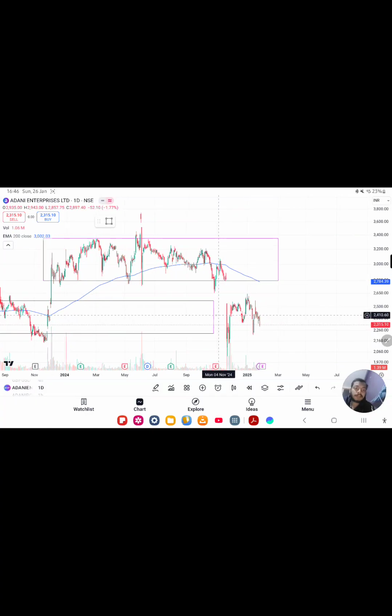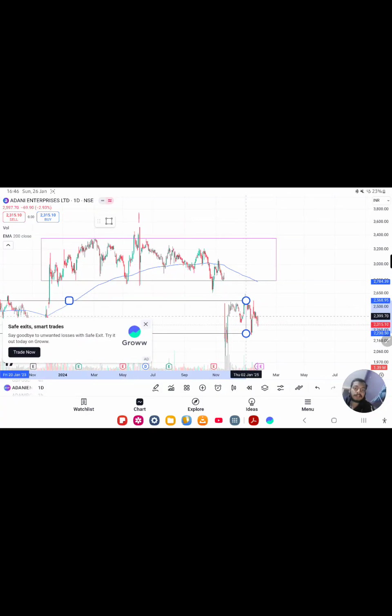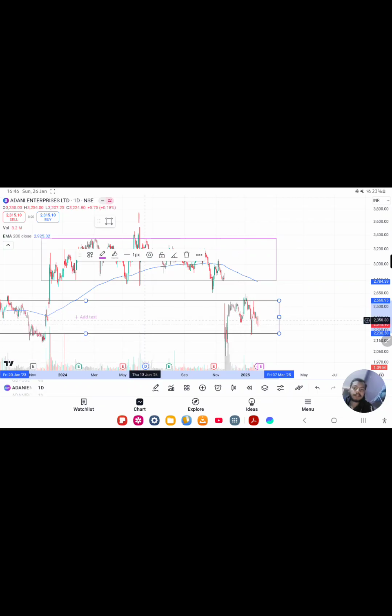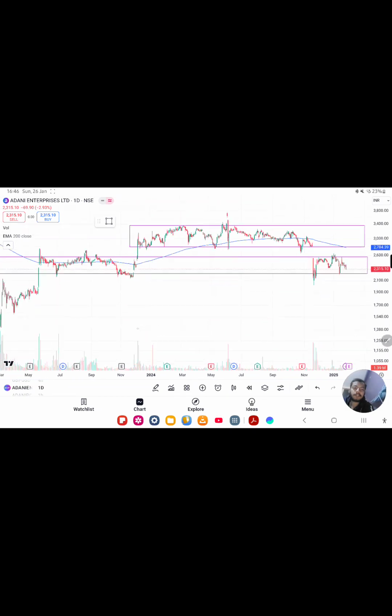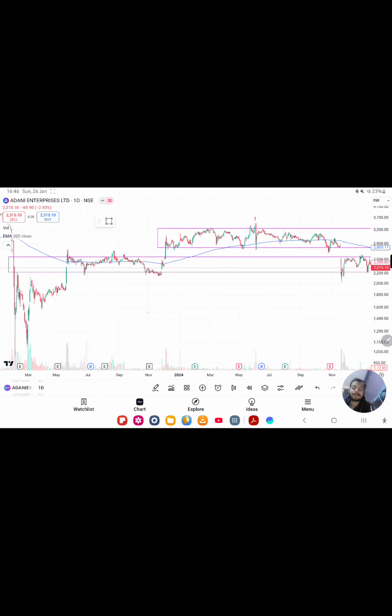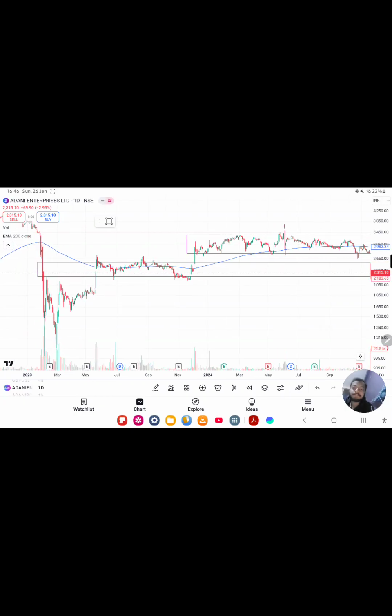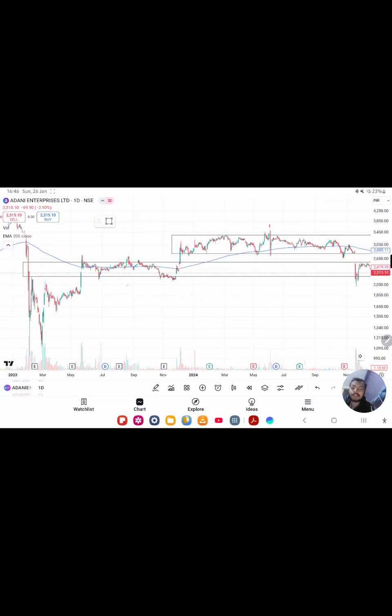See, if we extend this one, it is inside the previous value area. That TradingView is not the paid version, so it is showing ads. Please forgive me for that. It's quite annoying.